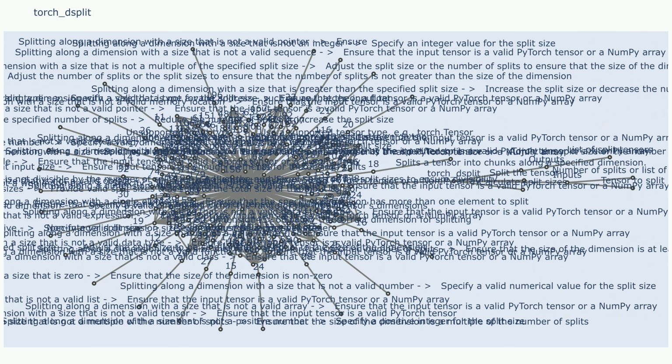Input 2, split size or sections. This parameter determines how the tensor is split. It can either be a single integer representing the size of each split subtensor, or a list of integers representing the size of each individual split subtensor. Outputs. Output 1, a list of tensors, where each tensor is a subtensor resulting from the splitting operation. The number of tensors in the list is determined by the split size or sections parameter.